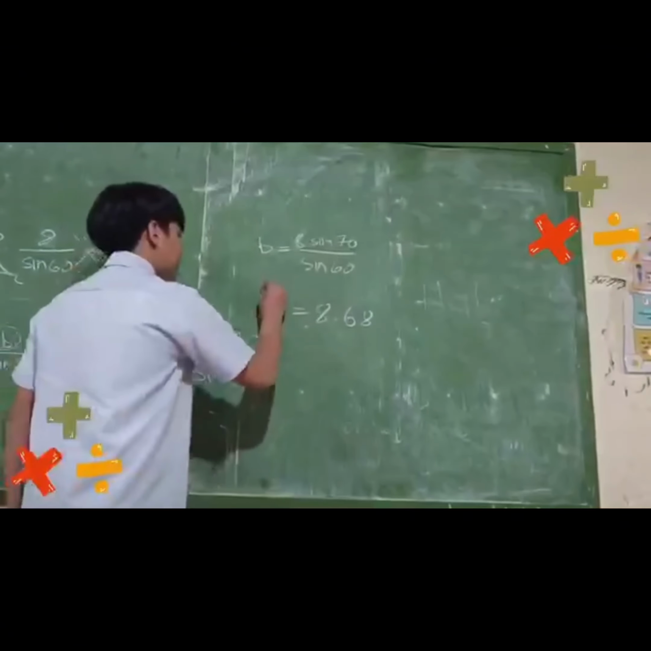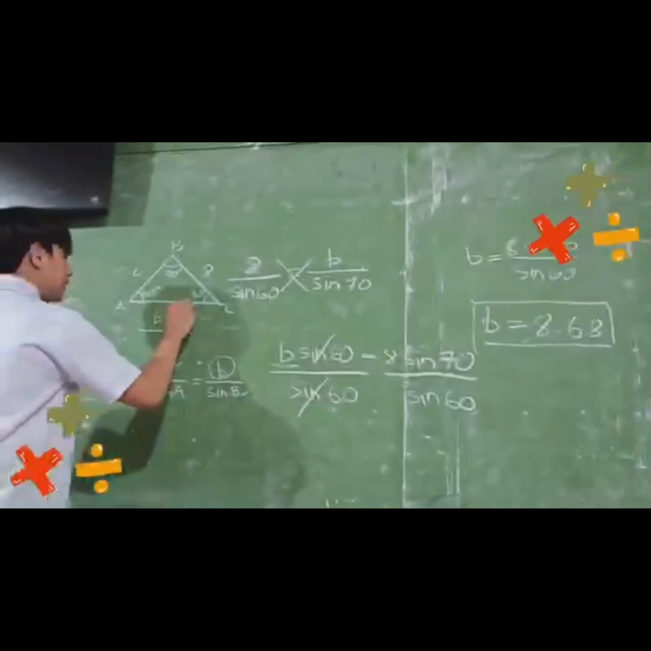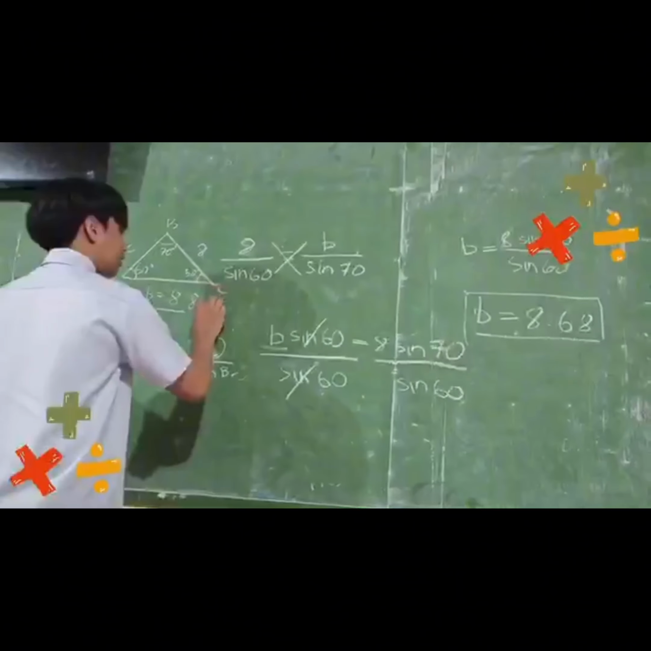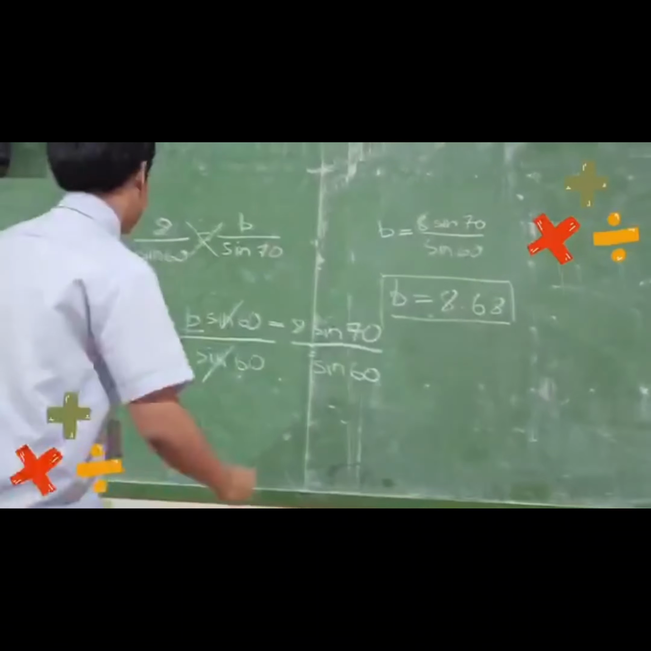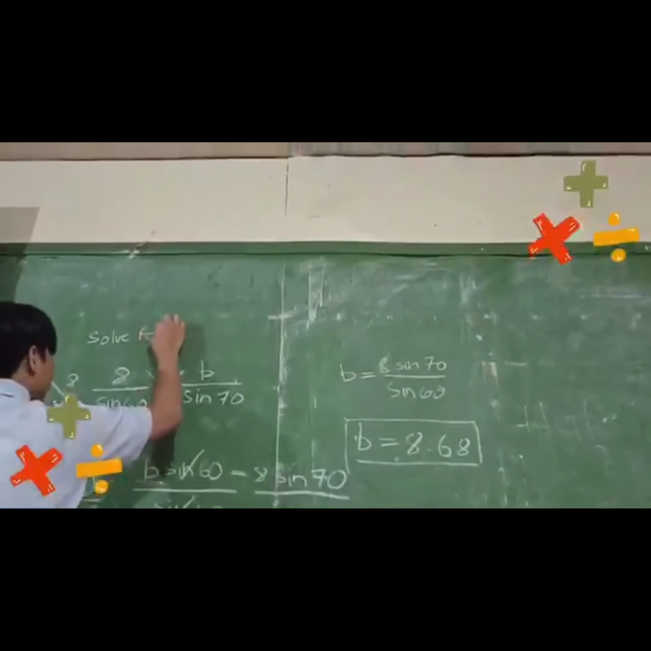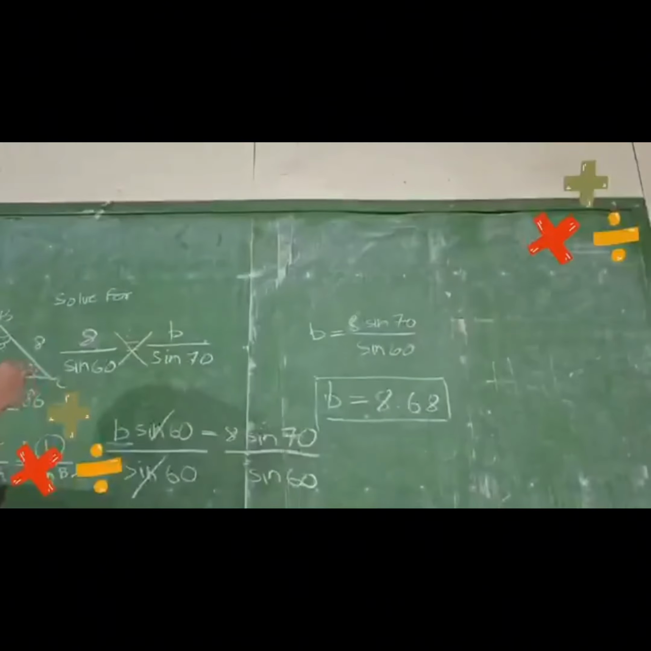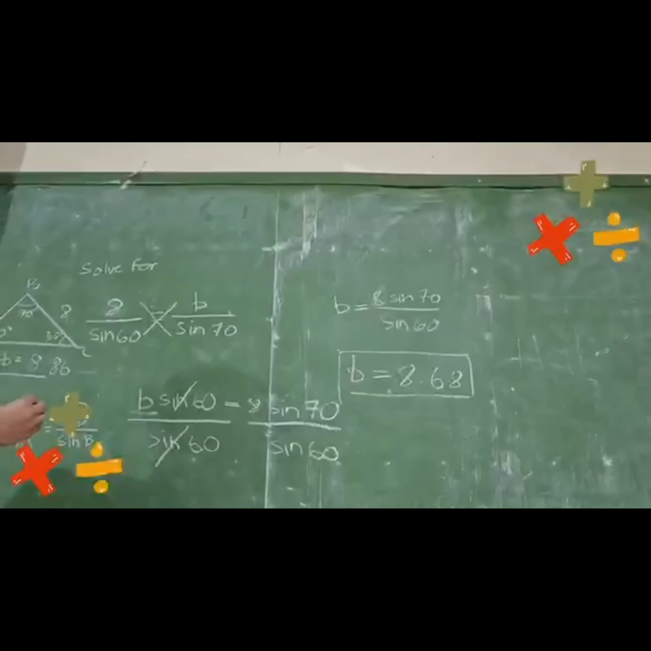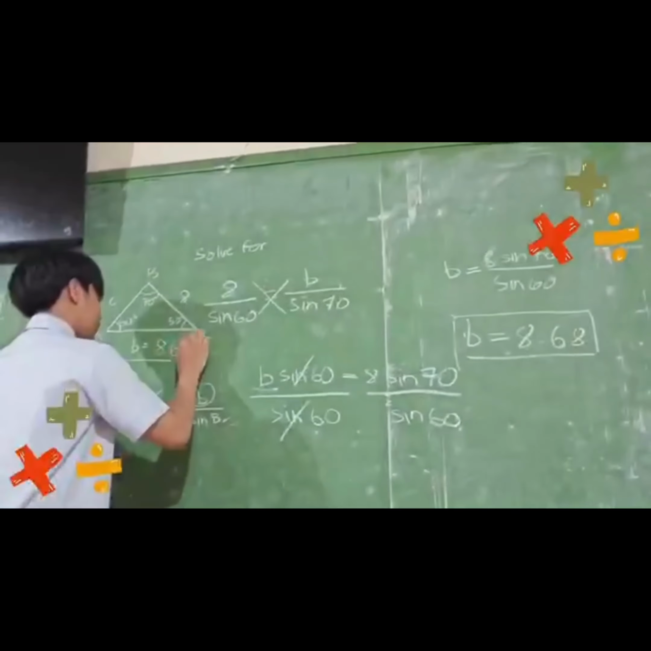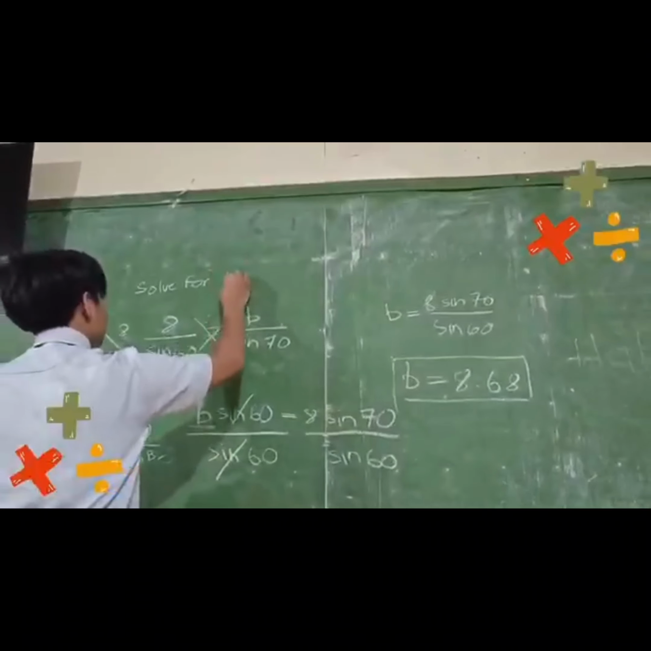So B has the value of 8.68. That is our value for line B. This is the solve for B.